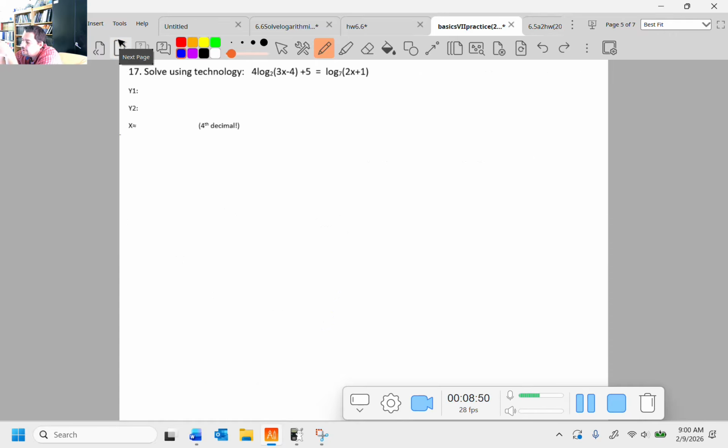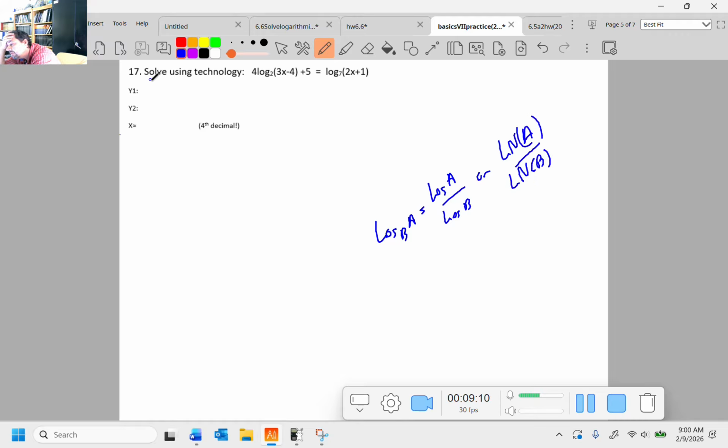Moving forward in my life, solve using tech. Now you're going to have to show me how you write these in a TI-84. You're going to do this using change of base form. A logarithm base b of argument a can be entered by doing log of a over log of b, or ln of a over ln of b. And I'm going to do ln's because I'm an ln kind of guy.